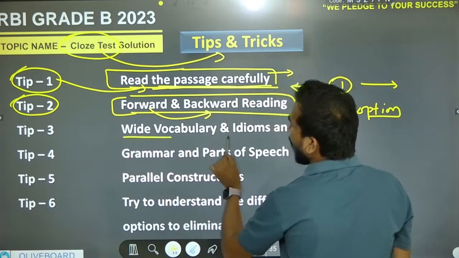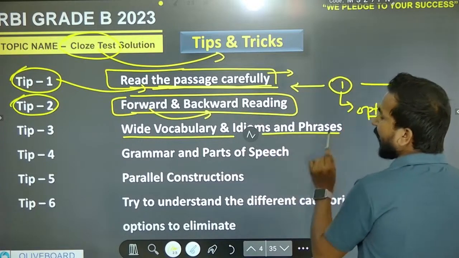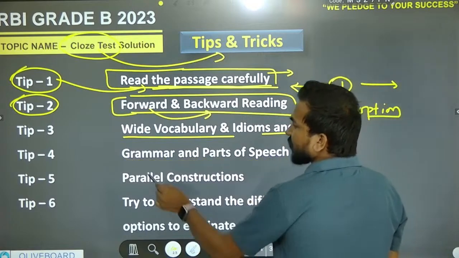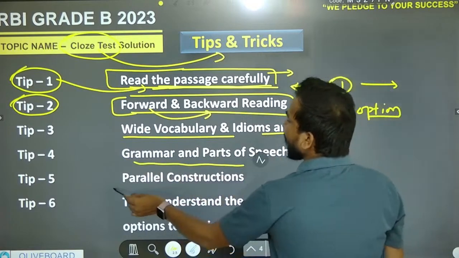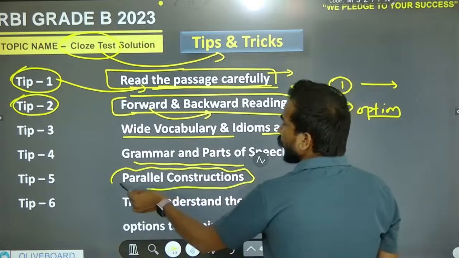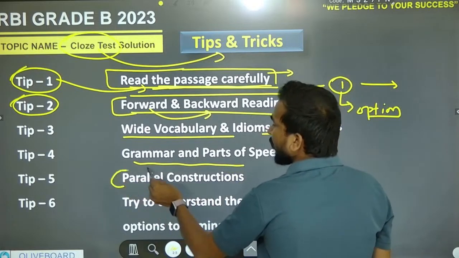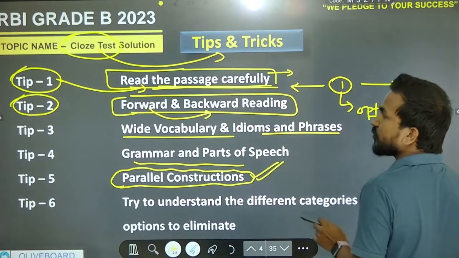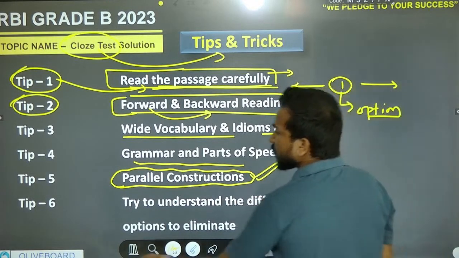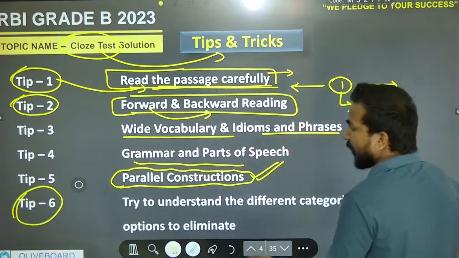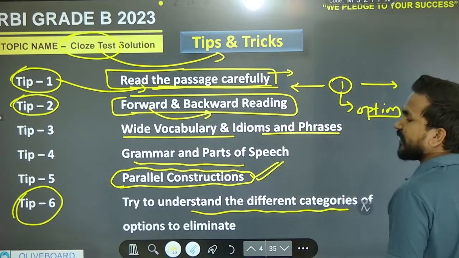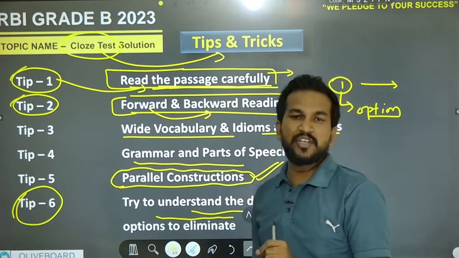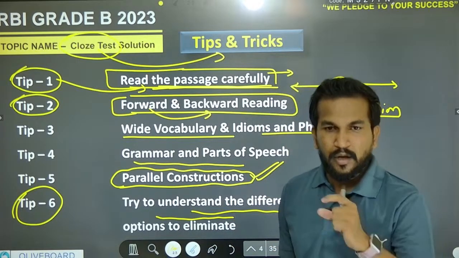The third tip is you must go for wide vocabulary and idiomatic expressions. You must go for the parts of speech or grammatical structure also. Parallel construction can be a basic tip for you. If you have this, parallel construction can help you to solve the Cloze. Now the sixth one is try to understand the different categories of options to eliminate. You very well know that there will be some options that are closely related to each other.